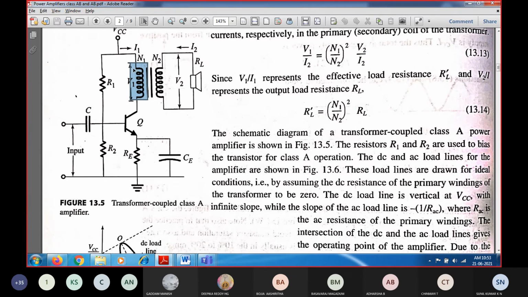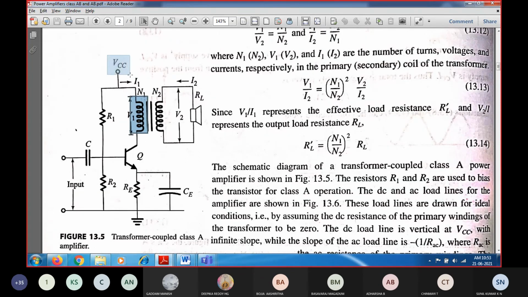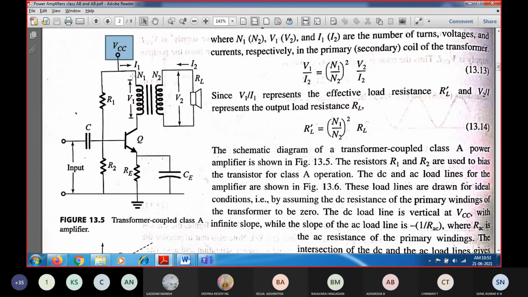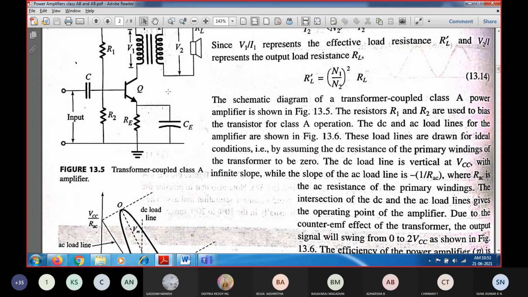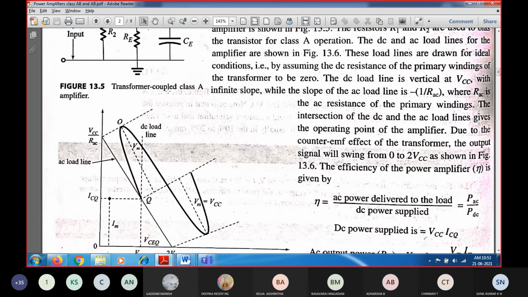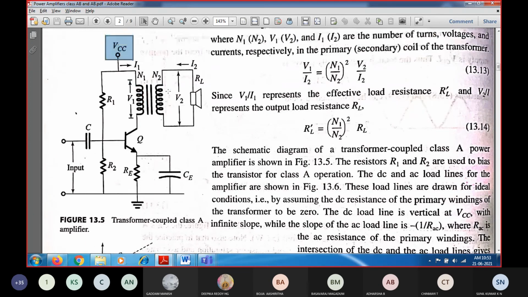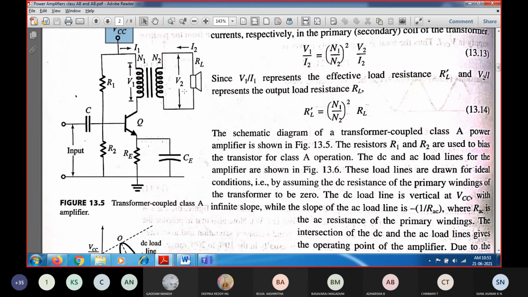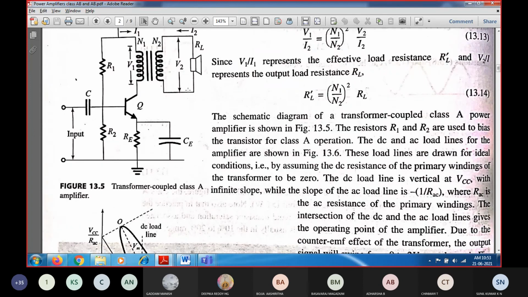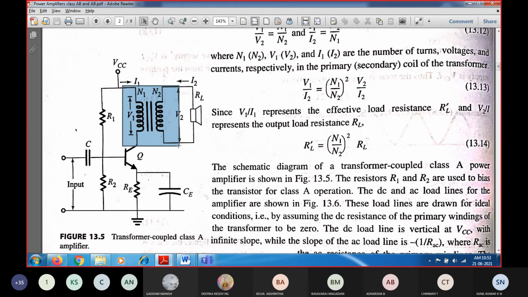Whenever we consider an ideal transformer, what will happen when you supply the DC voltage, during the DC operation? Forget about AC for the time being. Only consider the DC operation. We need to find out the DC operation and the operating point. So we need to select the DC operating point. When we select the DC load line, we are considering the transformer as an ideal transformer.